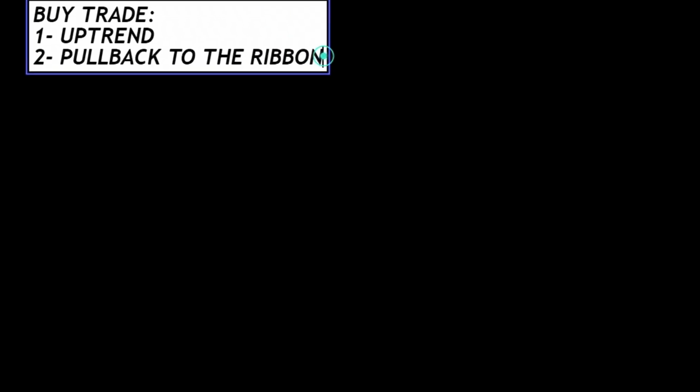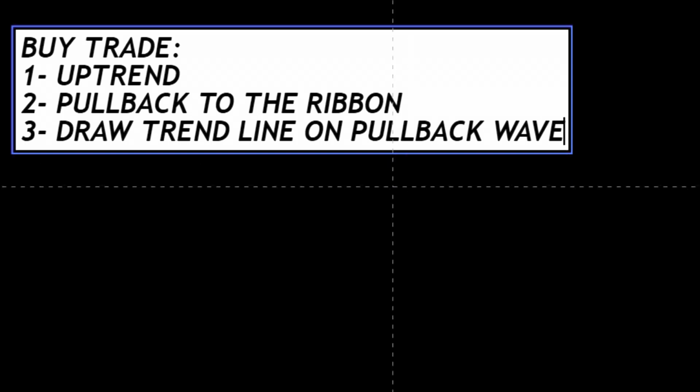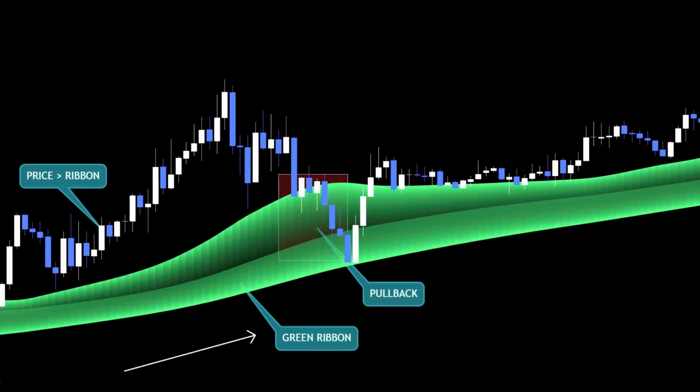Once you see that pullback happening, you grab your trend line tool. Specifically, you want to connect the high points of that pullback. Those high points are called swing highs. When you connect them, you'll see a trend line that's sloping down. This trend line represents the corrective move, the brief period where the price is moving against the main uptrend.